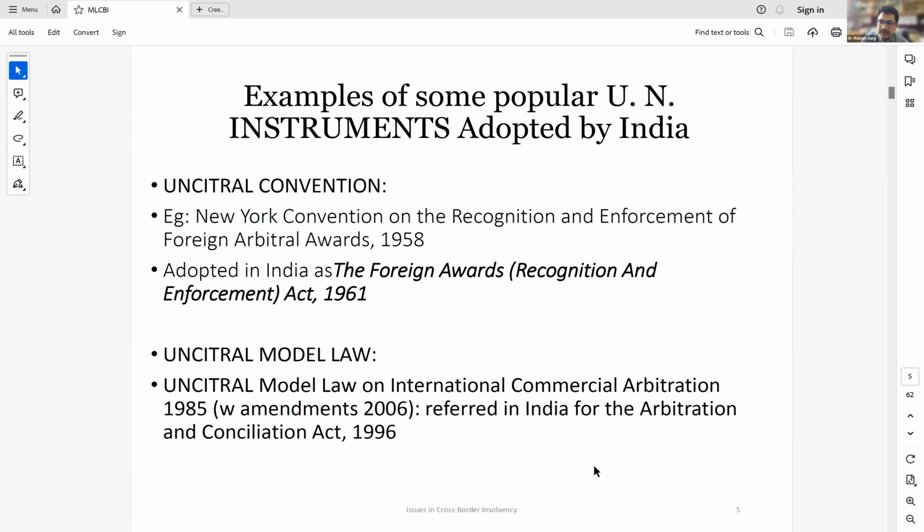There is a uniformity. The law is expected to be the same across jurisdictions, and that is the purpose of UNCITRAL, and that is why we also recognize and give due deference to these international instruments in the form of conventions and model laws.